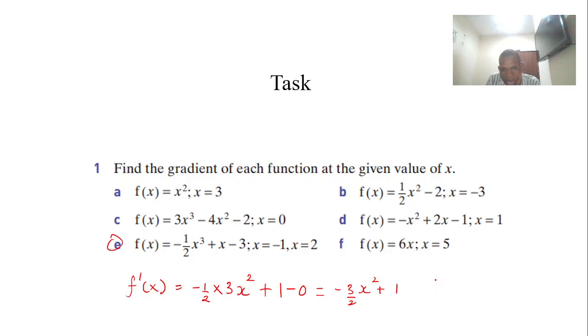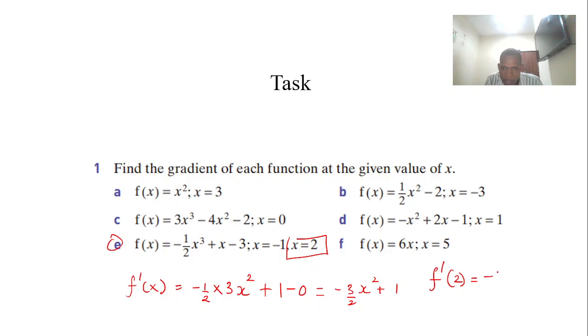Now we are given a point, so the value of x is 2. Now the gradient of this function at, so you're looking for f prime of 2, right? Yes. Now f prime, the value of x is 2, that's why I wrote f prime of 2. So now you are going to plug in the value of 2 for x into this answer you got here, into your gradient function.